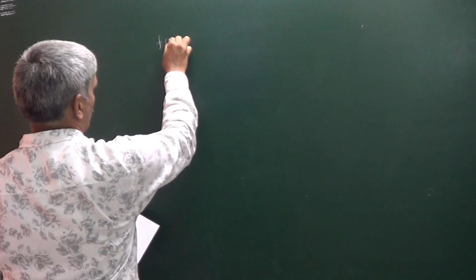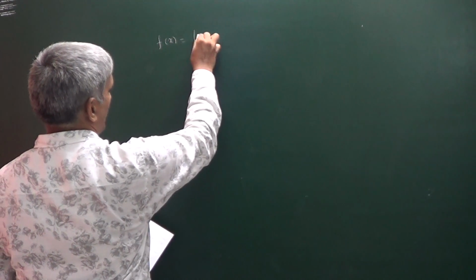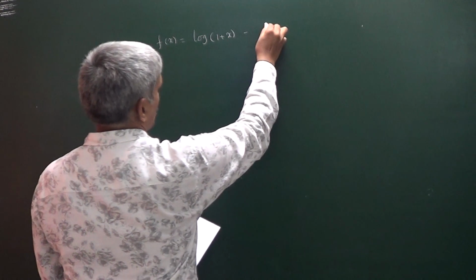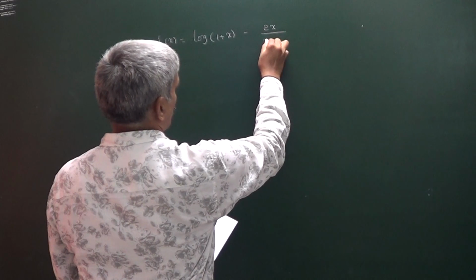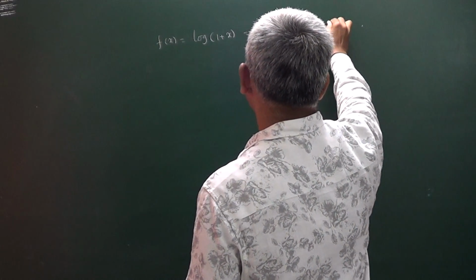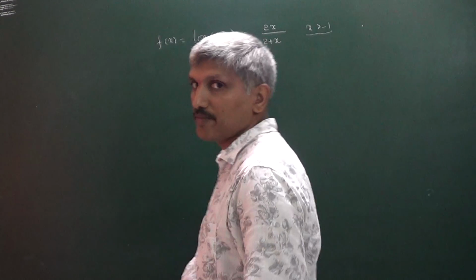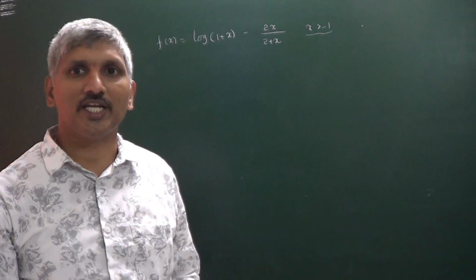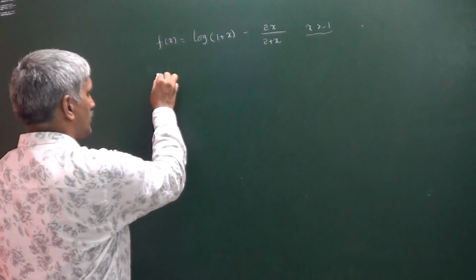So this is another question they have given. f(x) = log(1 + x) - 2x/(2 + x), for x greater than -1. When x values are more than -1, we have to show this function is an increasing function. Okay, differentiate this one.